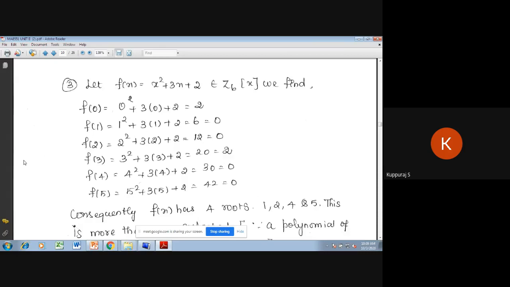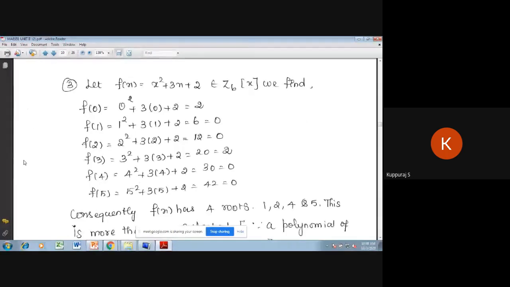The last value of x, that is putting x equal to 5, f of 5 is equal to 42. So 42 is more than the mod value. Now 42 will be divided by the mod value 6, you get the remainder 0. Okay, since 7 sixes are 42.